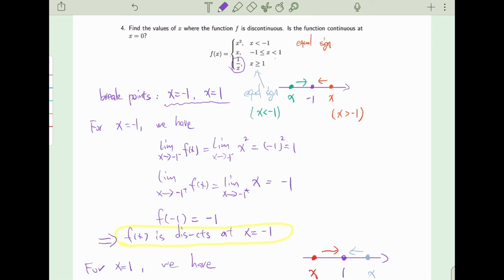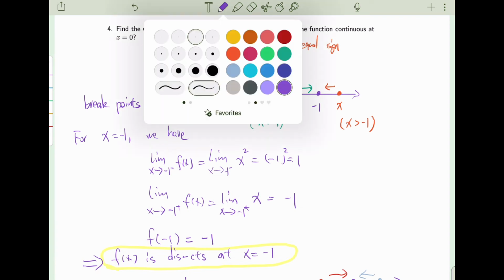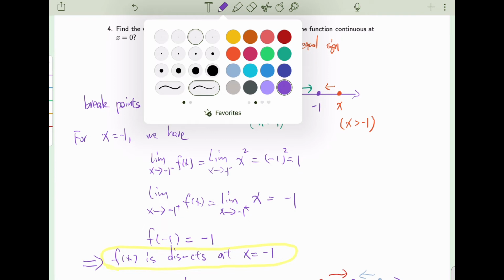So let's talk about the domain right now. Okay. What is the domain? Domain is all valid inputs. Can you input 0 into this function? When x is equal to 0, you're gonna use this expression.